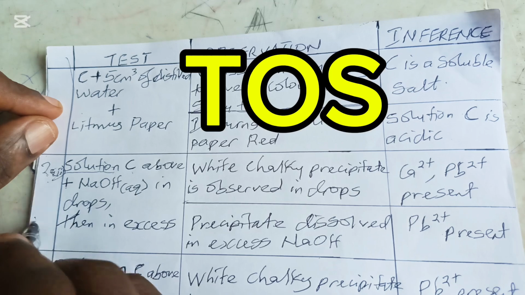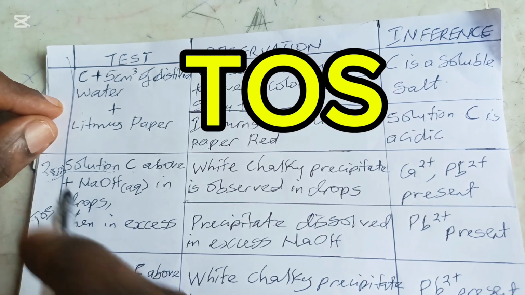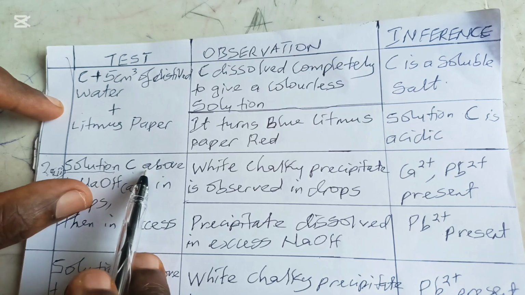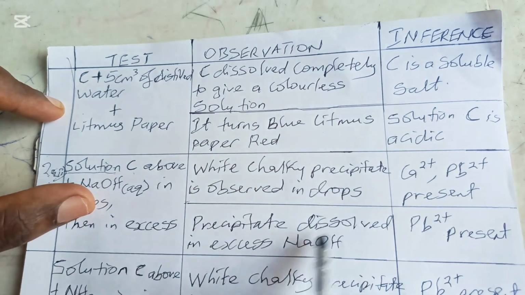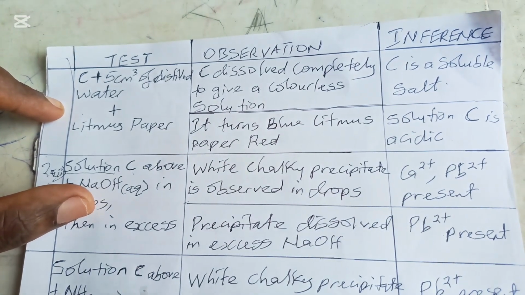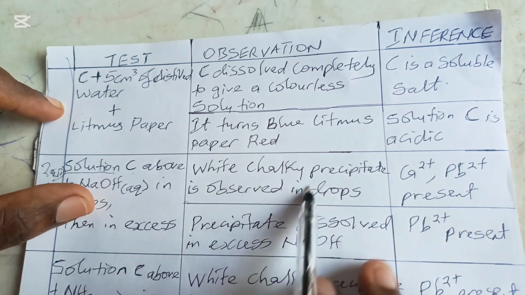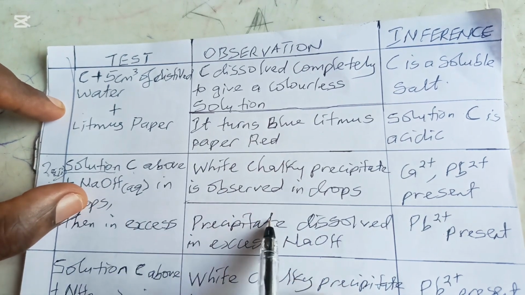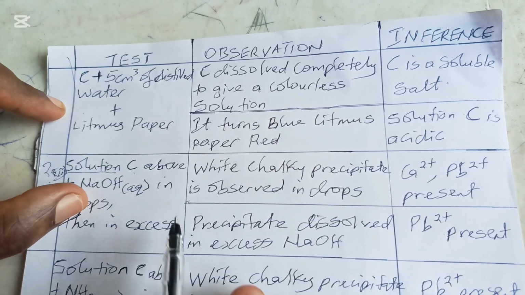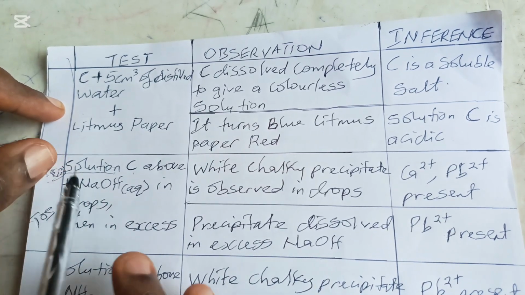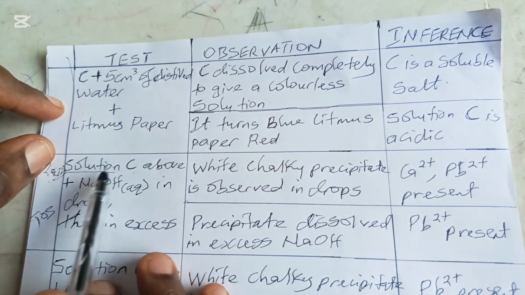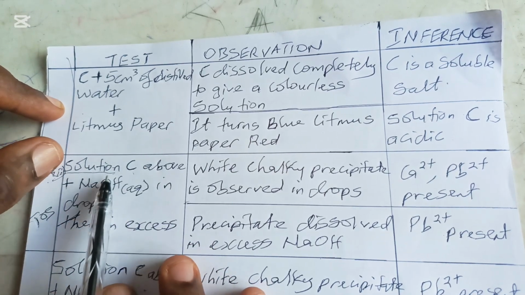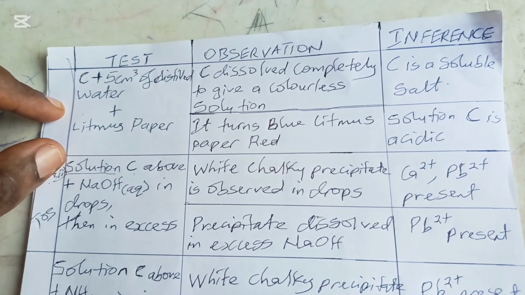We call it TOS. Once you have written C instead of putting solution or aqueous, we will not mark this place. These are some things teachers will never tell you. We will mark here, we will not mark here. Once the test is wrong, observation 0, inference 0, no matter what you write. So it is a little thing, just putting solution C instead of C. You can say the first portion of solution C or the first portion of C aqueous. Very, very important. That's one warning.